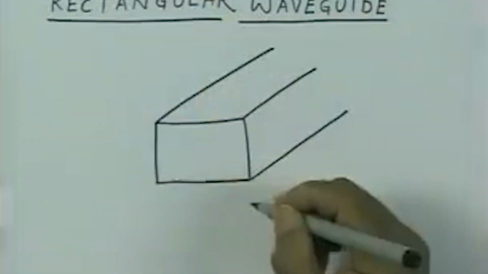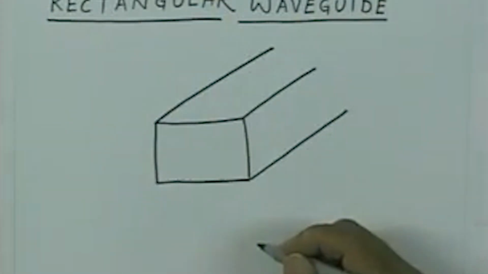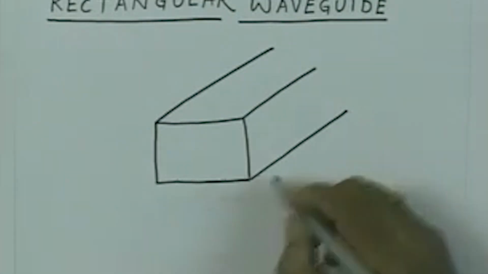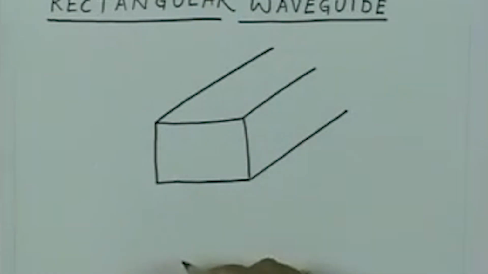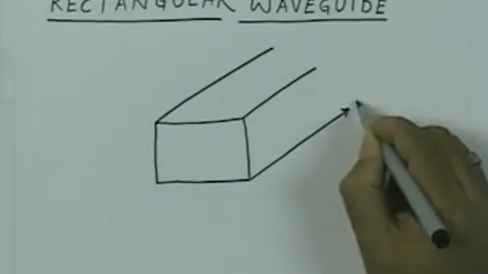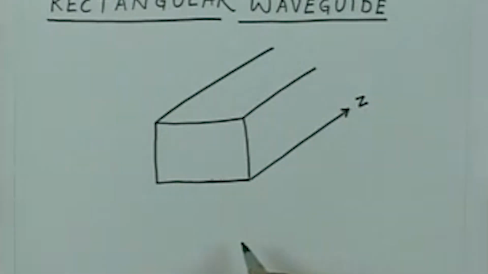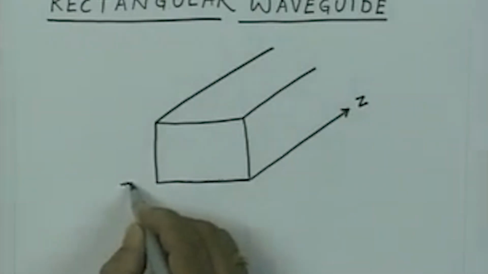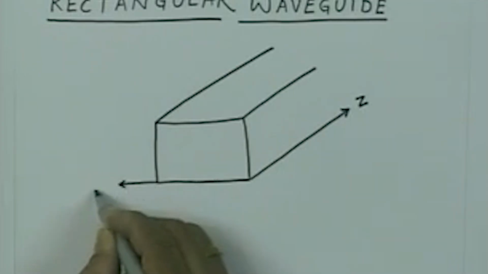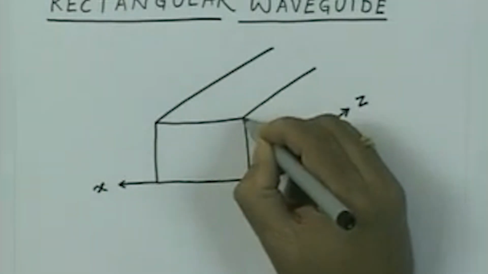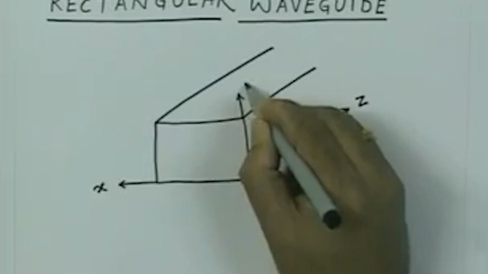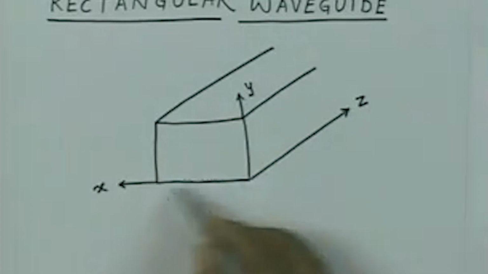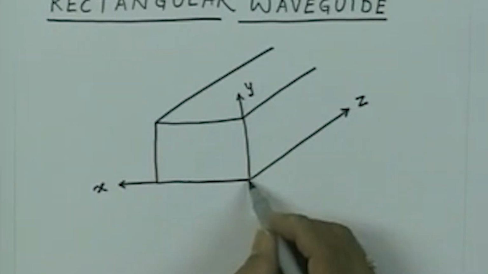Without losing generality, let us orient our coordinate system so that the z axis is along the length of the pipe, that means that is the direction in which the energy is going to propagate. So, let us say this direction is the z direction, and the horizontal axis is the x axis. This vertical axis is y. The origin is located at one of the corners of this cross section.